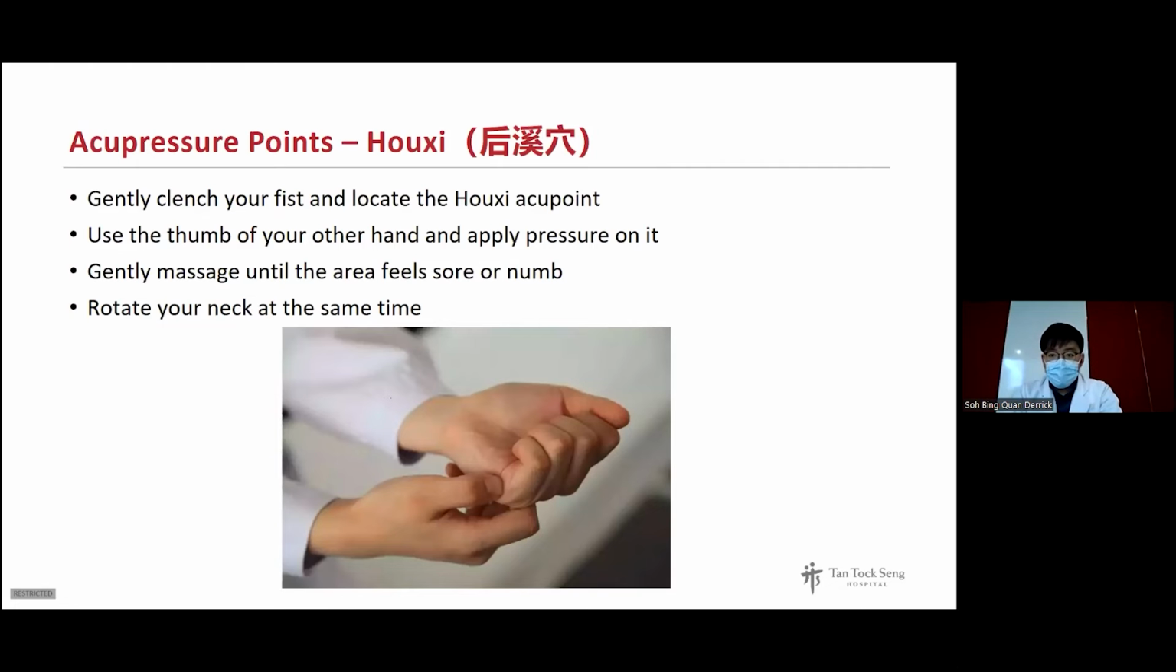So that's how acupressure works. Or if you have time, just press both sides. Help to relieve both sides of the neck. Okay.